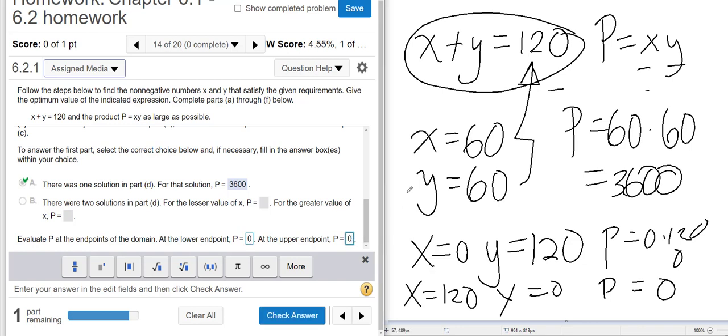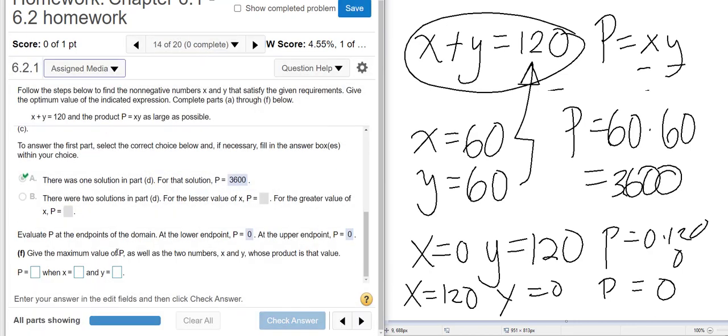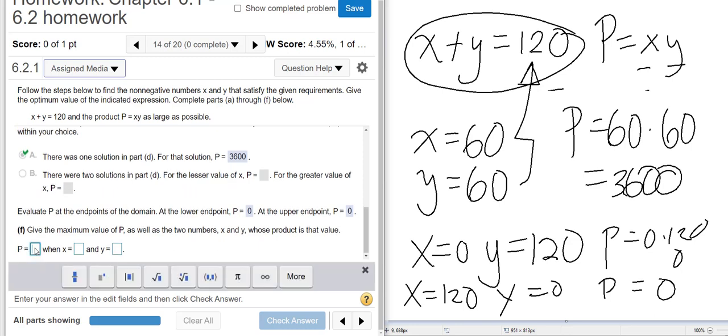So evaluate the endpoints. In both cases, in this context, they are 0. Now, we could change our endpoints, but right now that's where our endpoints are, so they both came out to be 0. So the maximum value of p, as well as the two numbers x and y, whose product is that value? Well, p is 3,600 when x is 60 and y is 60.